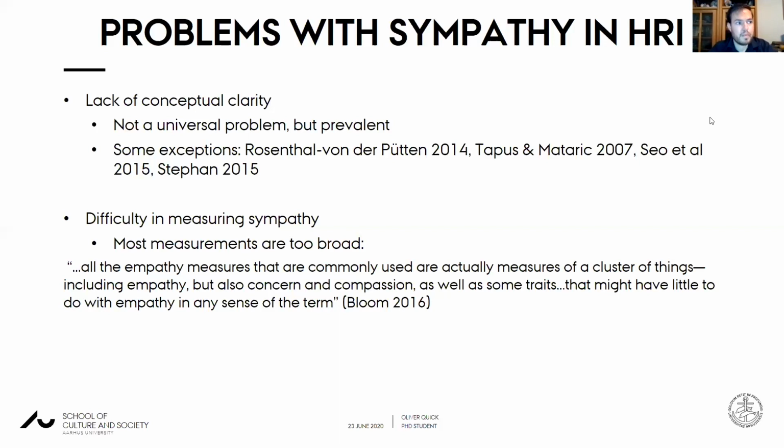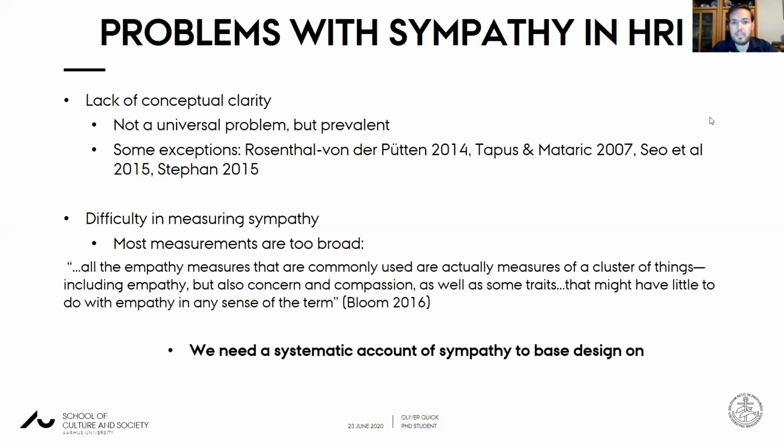So given these problems, the only way forward I really see is that we need to base our research on a systematic account of sympathy. And I'm going to propose that Clark's account is a good one to use. Of course, that doesn't mean that I'm arguing that every researcher should adopt Clark's account. I've simply found it to be not only an interesting and profound one that captures some truths, but also one that lends itself to robots or robotic design.